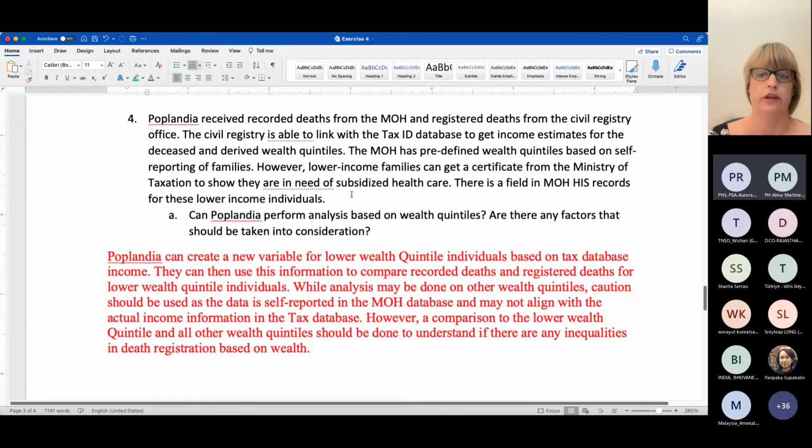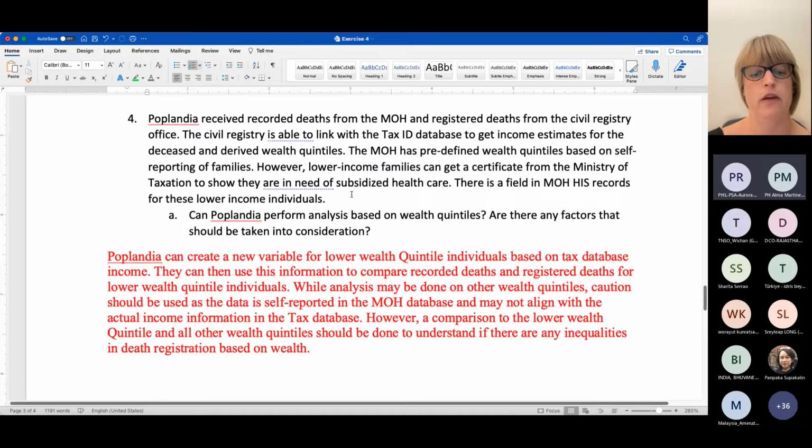So the issue here is how the data is being reported. So the linkage with the tax ID through the Civil Registry Office is great. There's not really any issue there. But the Ministry of Health, you could look at those who have a flag for being low income or subsidized through that certificate presented from the Ministry of Taxation, and that's great.